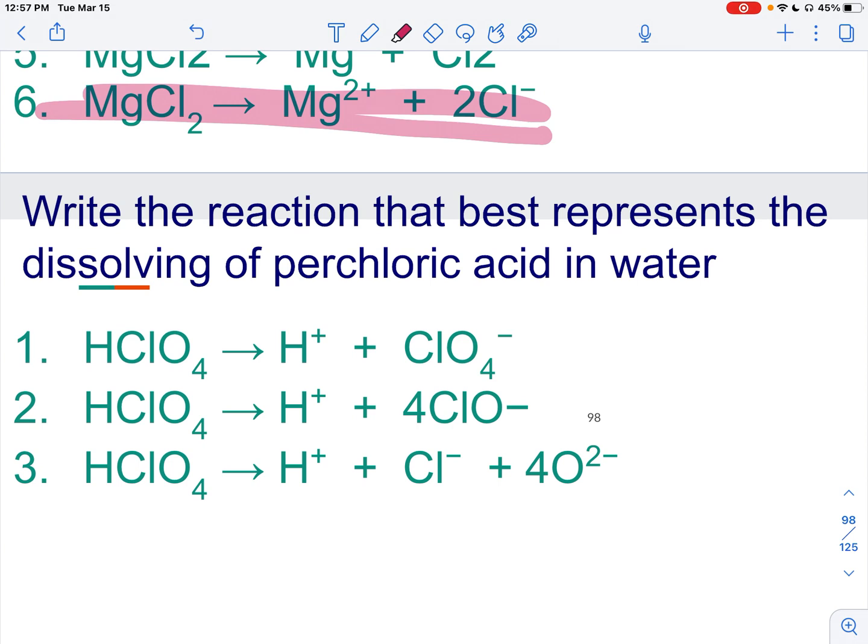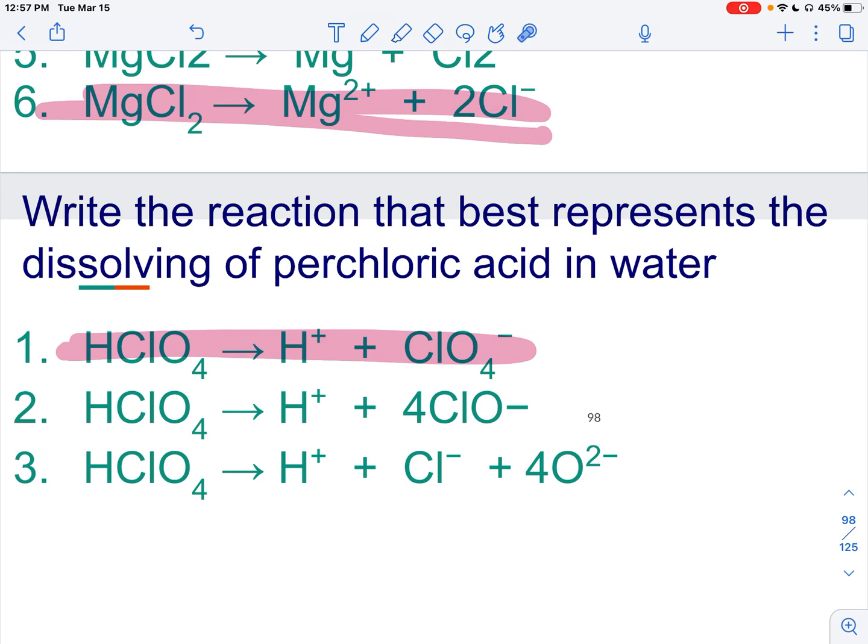So now we're looking at perchloric acid. Perchloric acid is going to lose its H+. Okay, but remember that ClO4 is not going to split up because it is a polyatomic. So our answer here is going to be number 1. They all lose their H+.